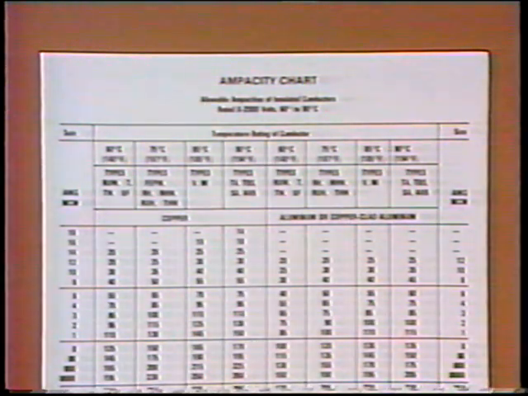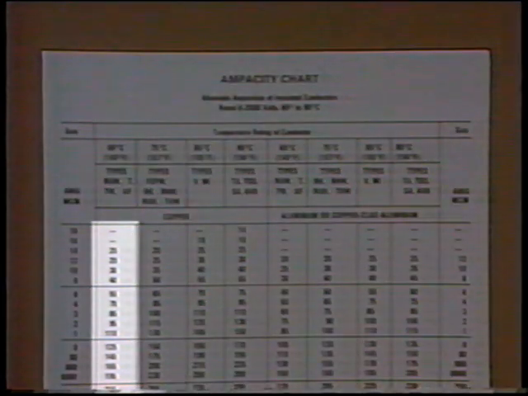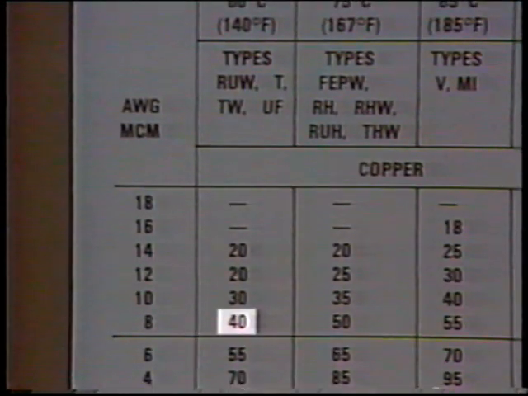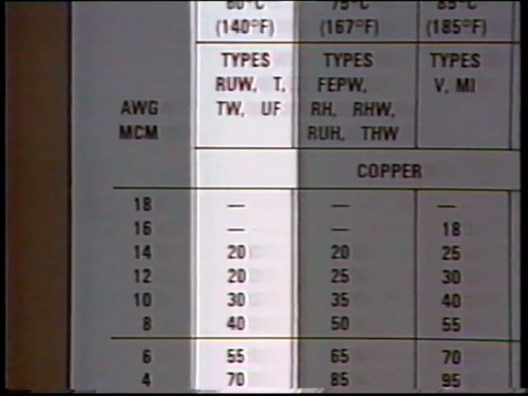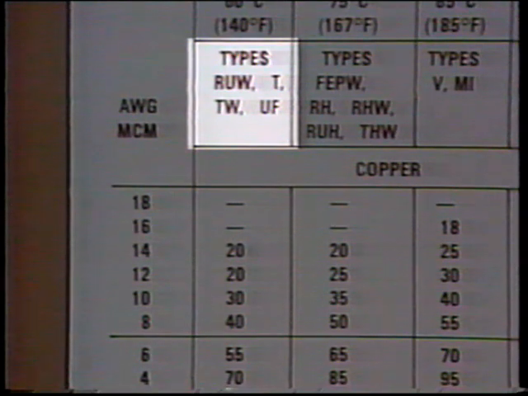Now let's look at the allowable ampacities chart and see what type and size conductor we'll need to do the job. We'll start with ampacity. Going down this column, we find 40 amps. Looking to the left, in the size column, we see the size conductor we need is a number 8 AWG. We're using this first column because we want to use one of the insulation types listed above. They're the most common types, so they're usually readily available.